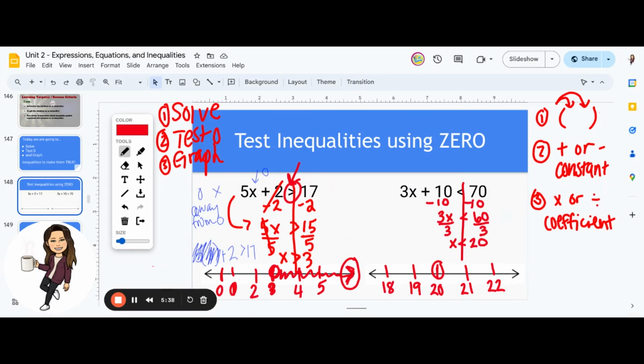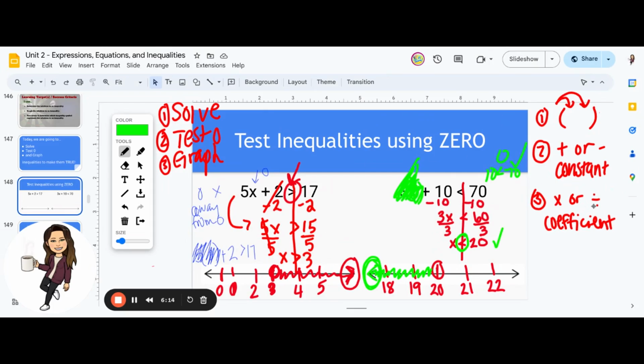So if we plug in a 0 right here, plug in 0, 3 times 0 is 0. So again, you can just cover it up. It's gone. And then is 10 less than 70? That is a true statement. So 0 works, meaning we're going to shade toward 0. So toward 0 would be shading this way. And again, make sure that that matches that, and it does.